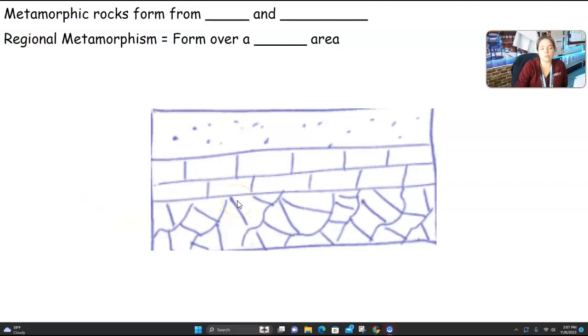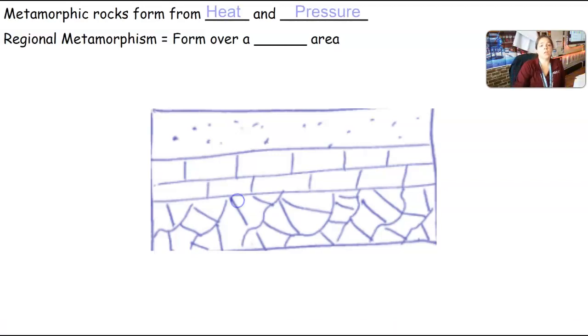All right, here's some metamorphic review. So again, the one thing that you gotta know about metamorphic rocks, or how to identify that they have been made, is they are formed from heat and pressure. There are two types of metamorphism. The first type is regional, and this forms over a large area. There is that L in regional, think of large L regional.